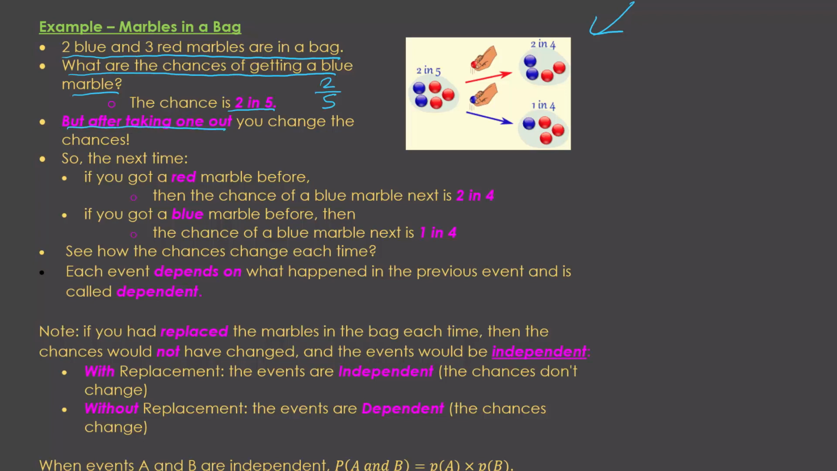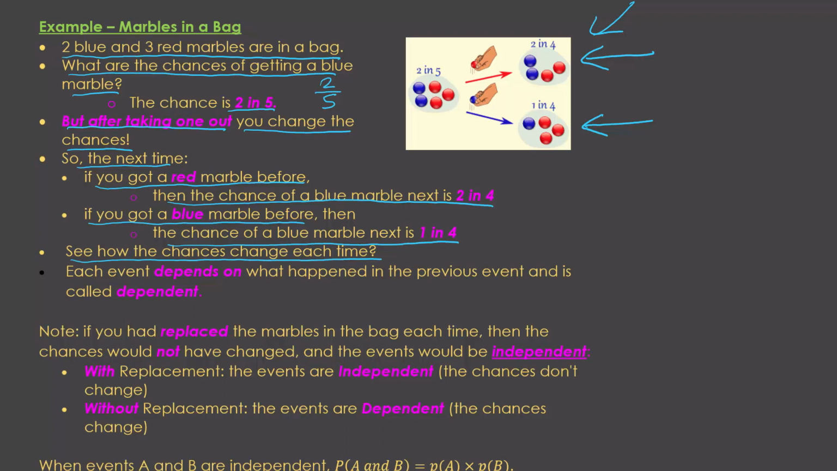But after taking one out, you change the chances if you take one out and you don't put it back in. So this diagram shows the situation where you took a red one out, and this shows the situation when you took a blue one out. So the next time, if you got a red marble before, the chance of getting a blue marble is then 2 in 4. If you got a blue marble before, then the chance of getting a blue marble next is 1 in 4. See how the chances change each time.